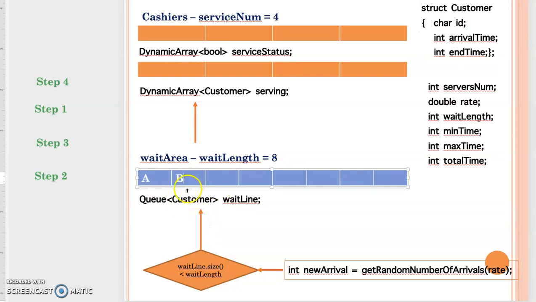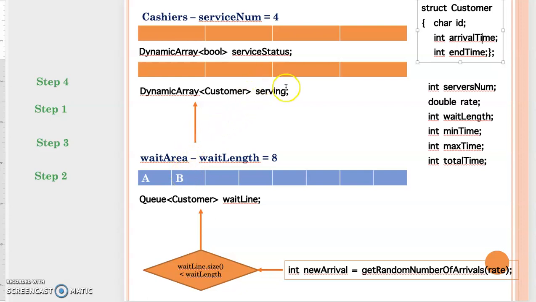Okay, so when you got here, when you have your customer go to your wait line, they only have ID. We don't have arrival time yet. Because the arrival time will not be assigned here. Because when you're waiting in line, you have not paid yet. So here, when the customer is waiting in line, right?